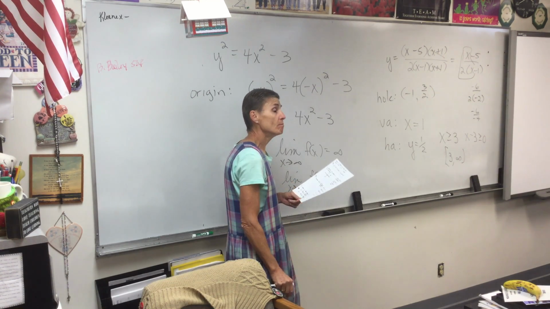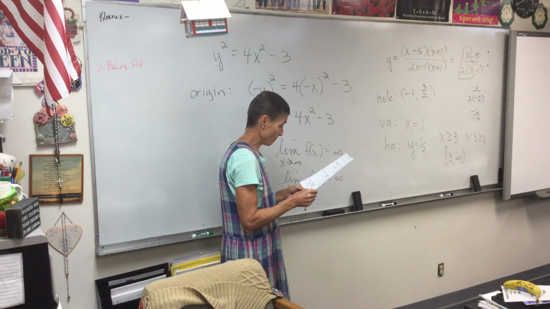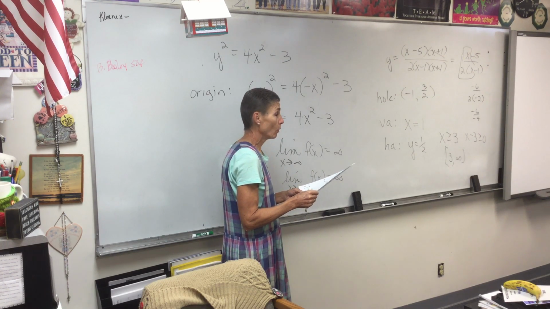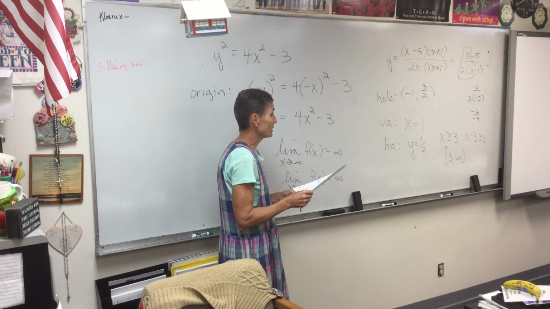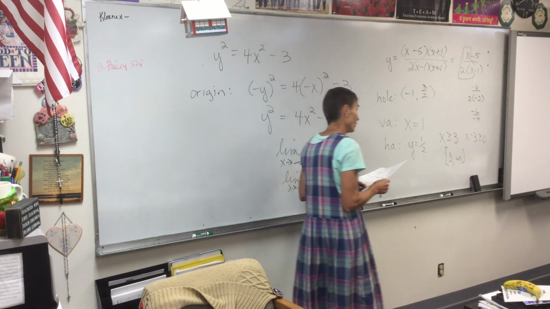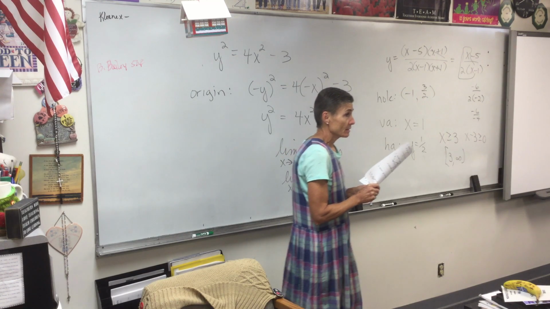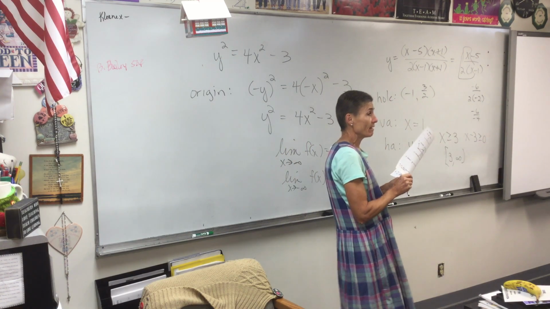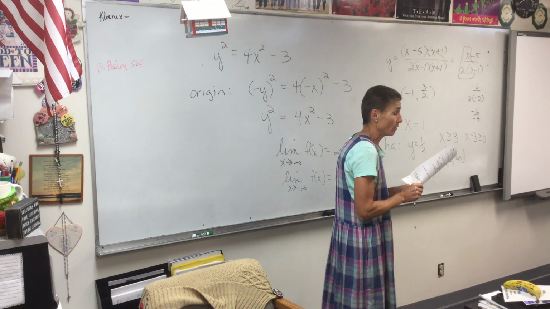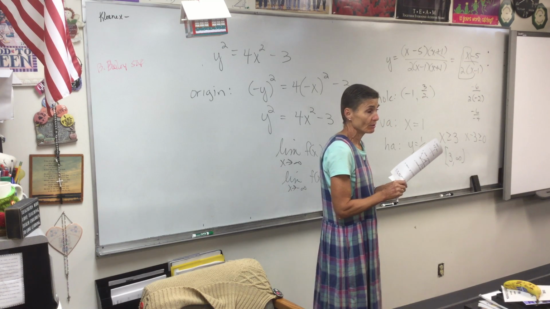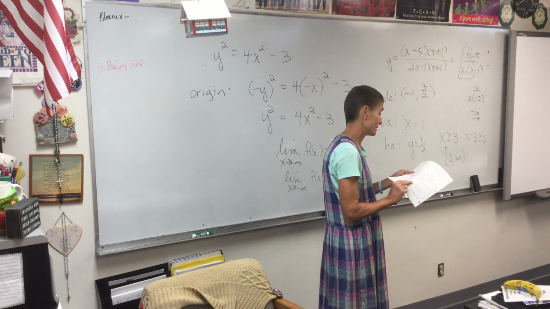All right, what about b? What's your domain for b? Oh, it's not all real numbers. x cannot equal 0. Because why? Denominator can never equal 0. If you have a denominator, it can't equal 0.